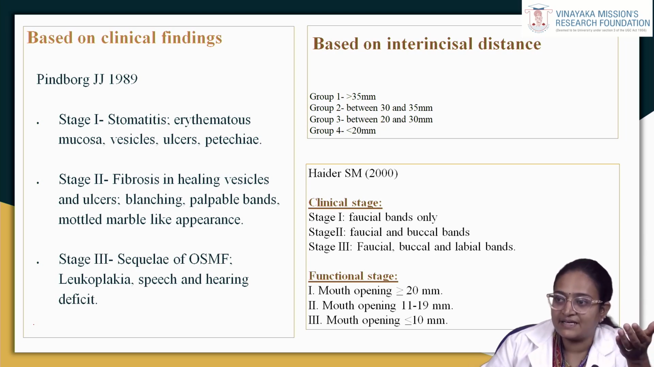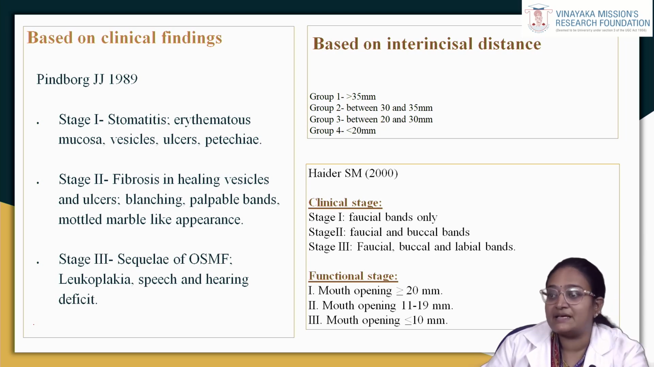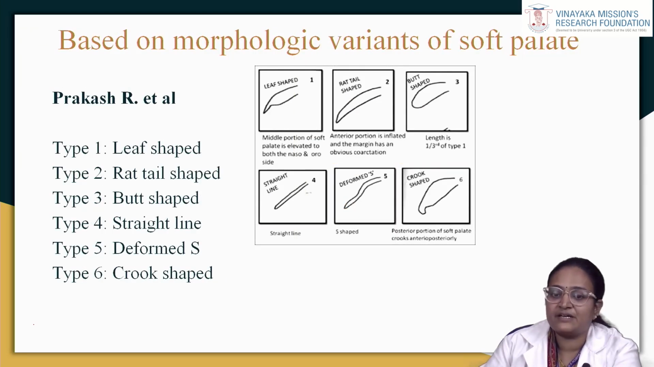In clinical staging, stage 1 has facial bands, stage 2 has facial and buccal bands, and stage 3 has facial, buccal and labial bands, which you are able to appreciate when palpable bands are present clinically. The functional staging depends upon the mouth opening. Greater than 20 mm is considered grade 1, 11 to 19 mm is grade 2, and mouth opening less than 10 mm is considered stage 3.